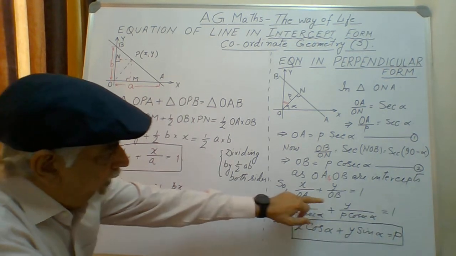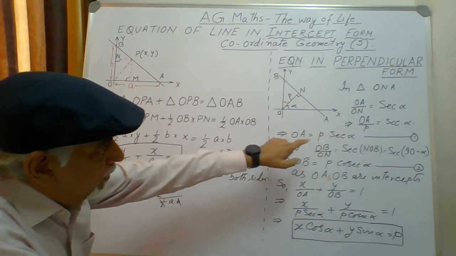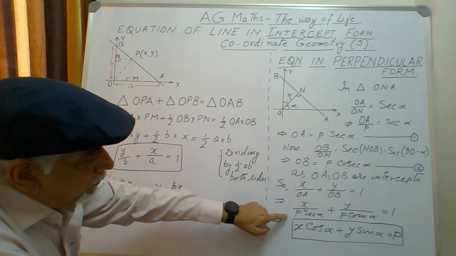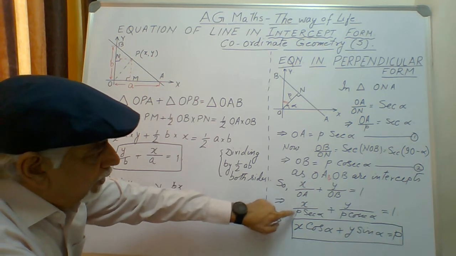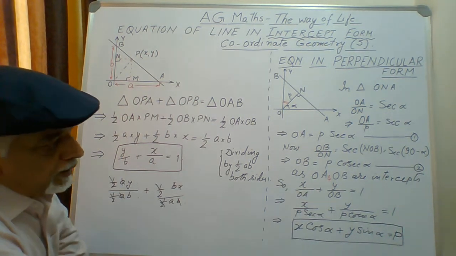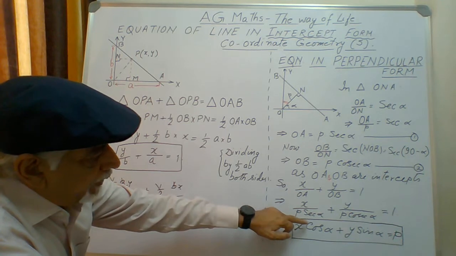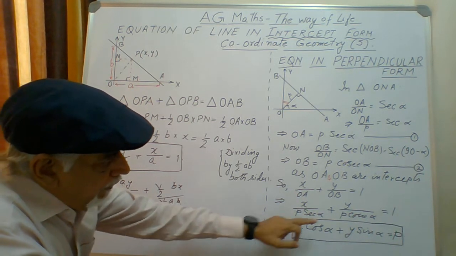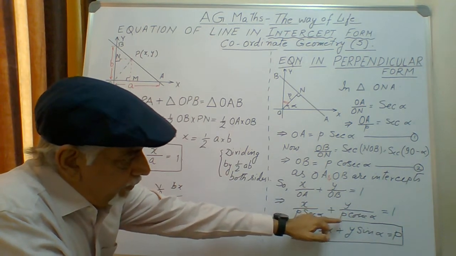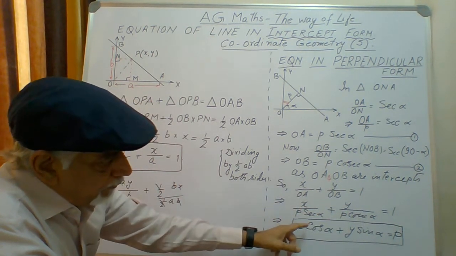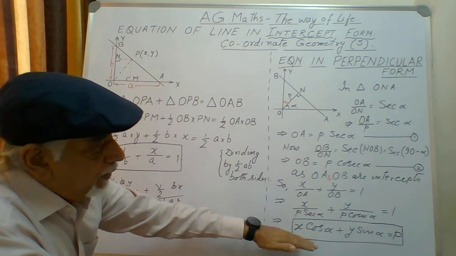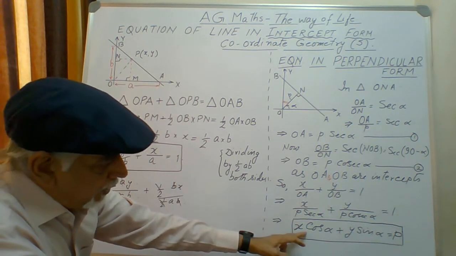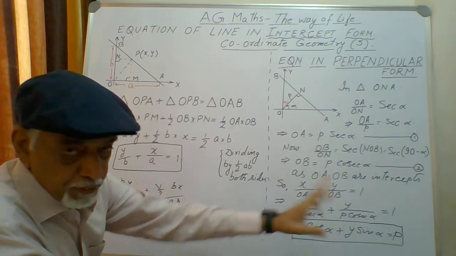Now instead of OA and OB, we write from the relations 1 and 2, the results small 1 and small 2. We can substitute OA as P sec alpha and OB as P cosec alpha. And this sec alpha, if I write over, then it becomes x into cos alpha by P, and y into sin alpha by P, and that P is the LCM, and it can be taken and goes on to the right side. So we get x cos alpha plus y sin alpha is equal to P.